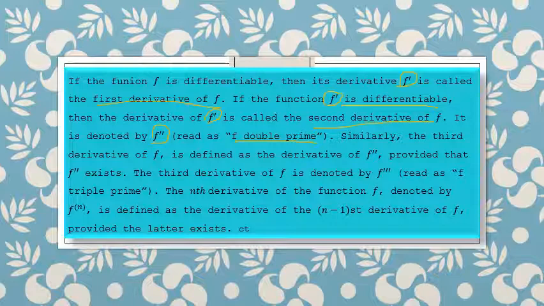Okay, similarly, the third derivative of f is defined as the derivative of the second derivative, provided that the second derivative exists. The third derivative of f is denoted by f triple prime, read as f triple prime. The nth derivative of the function f, denoted by f to the power of n, is defined as the derivative of the (n minus 1)th derivative of f, provided the latter exists. Okay.